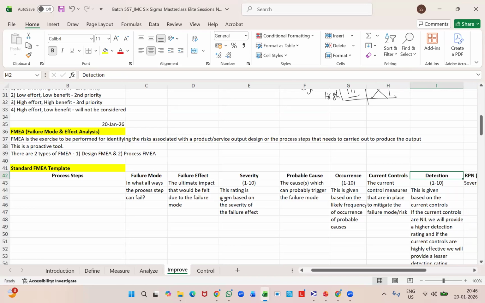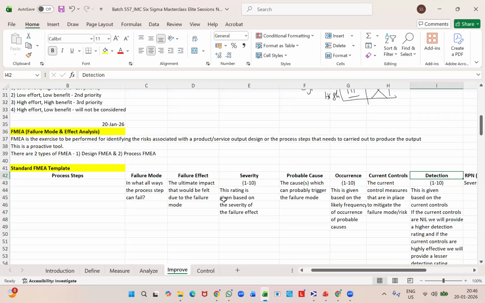Based on the effectiveness of the current controls, I will provide the detection rating. If the control mechanism is not there at all, it gets a higher detection rating. If the control mechanism is very, very robust and highly effective, I will give a lesser detection rating.